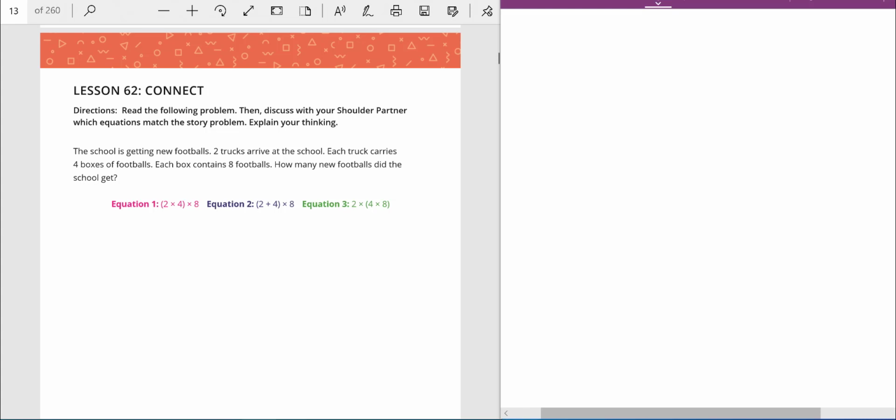Last lesson we talked about the associative property in multiplication equations. Today we will take another property, the distributive property. But before talking about the distributive property, we will solve an exercise on lesson 62.